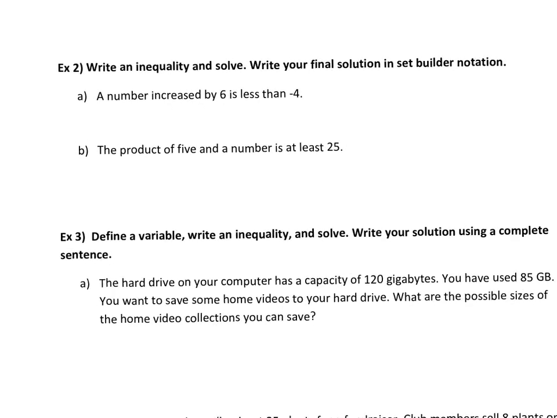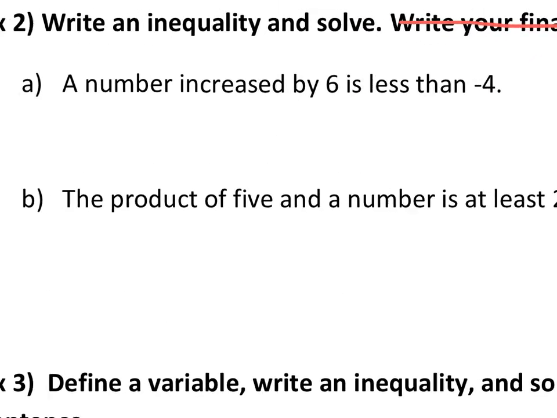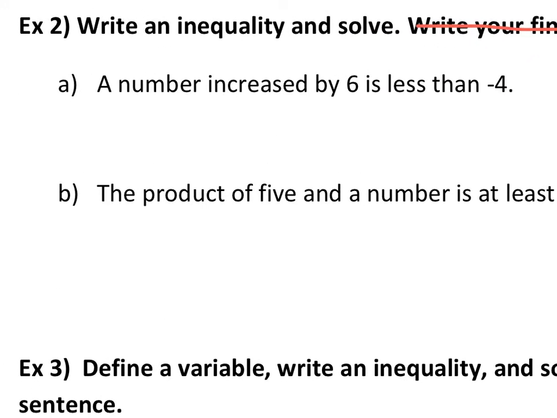All right, and again, we see that weird thing called set builder notation. Just keep in mind that does not apply to you, so go ahead and just cross that out. All right, and this says write an inequality and solve. So a number increased by 6 is less than -4. Keep in mind a number is just any variable. Put an x there, a, it doesn't matter.